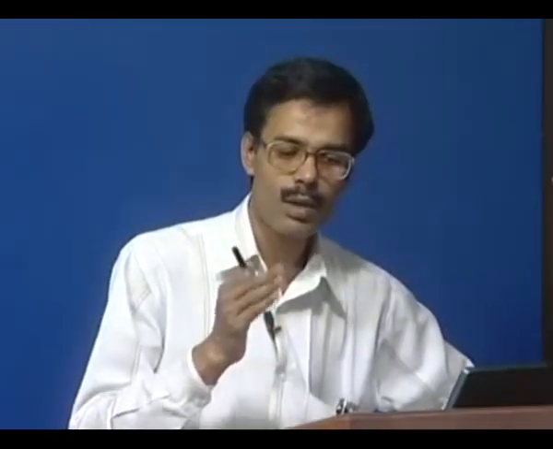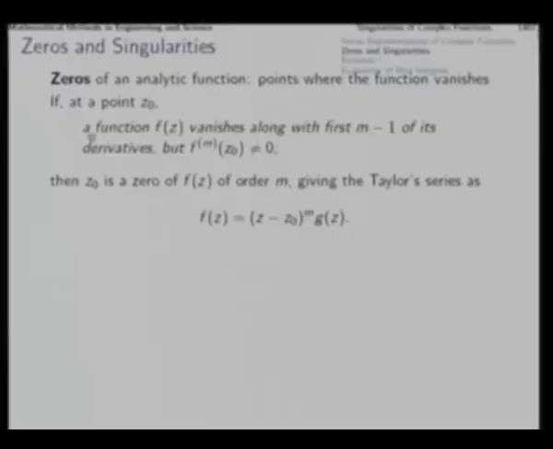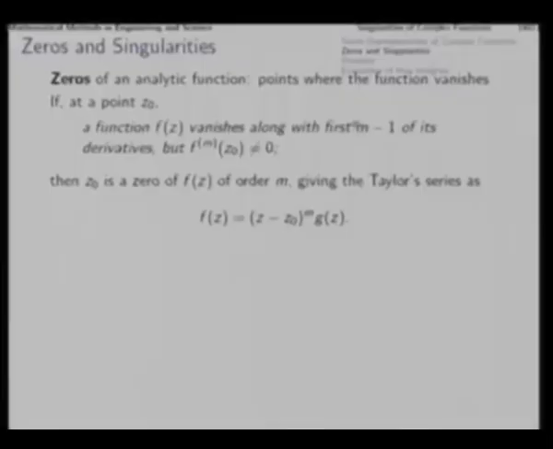So, roots or zeros of a real function are those values of x where the function value turns out to be 0. Same thing here for complex functions also. So, if at a point z0 a function f(z) vanishes, then it is a 0 of that function. Now, if the function itself vanishes and some of its initial derivatives also vanish at that point, say the first m minus 1 of its derivatives vanish, but the next derivative does not vanish, then we say that this particular point is a 0 of order m.